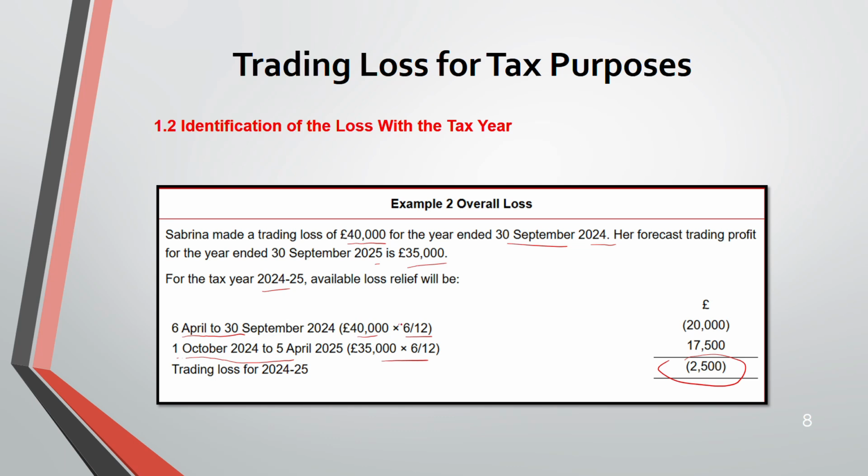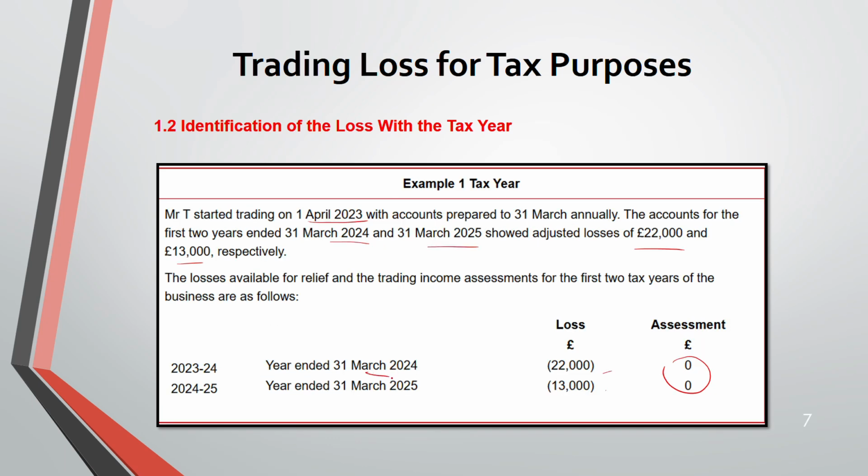What did you do here? You have time apportioned. This is what you have to do when you're not having the year end as 5th April or 31st March. You are having 30th September. That's why we had to apportion. In example 1, if you see, you did not have to apportion anything because the year end was 31st March.